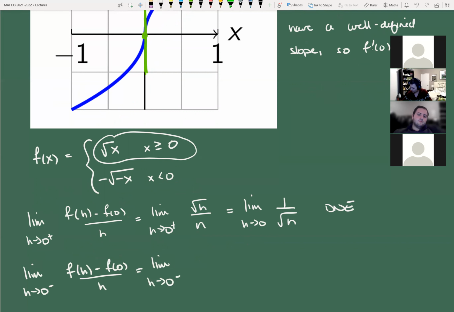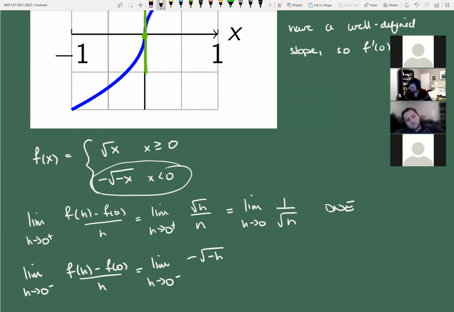Now we're in the bottom piece, so we get negative root of negative h, divided by h. That one's a little bit trickier, but we would get the limit as h goes to 0 from the left of the negative square root. I guess we could write it as negative 1 over root h, and that also does not exist. So either way, you would only need to do one of these. If you do this algebraically, same story: the derivative does not exist because in some sense it's infinity.